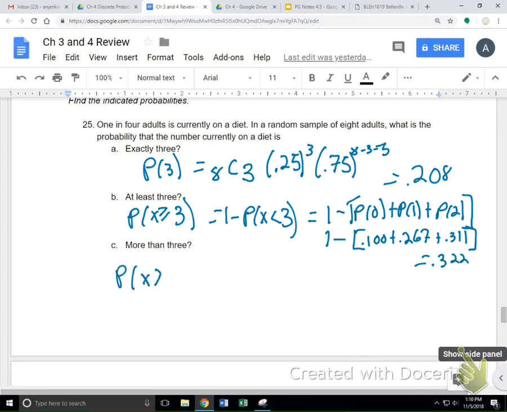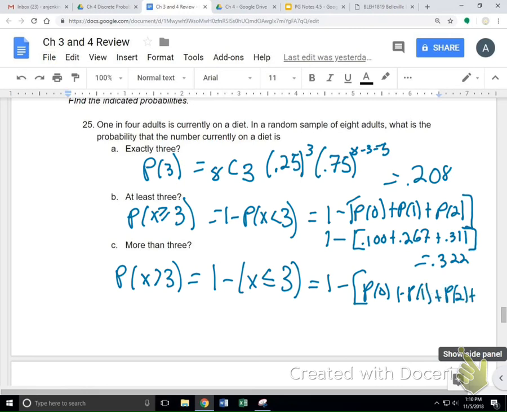And then probability of x being greater than 3 equals 1 minus the probability that x is less than or equal to 3. And again, we have that equal to 1 minus the probability of 0 plus probability of 1 plus the probability of 2 plus the probability of 3. And we see that that equals 1 minus 0.100 plus 0.267 plus 0.311 plus 0.208 equals 0.114. Okay, I'll pick up later.